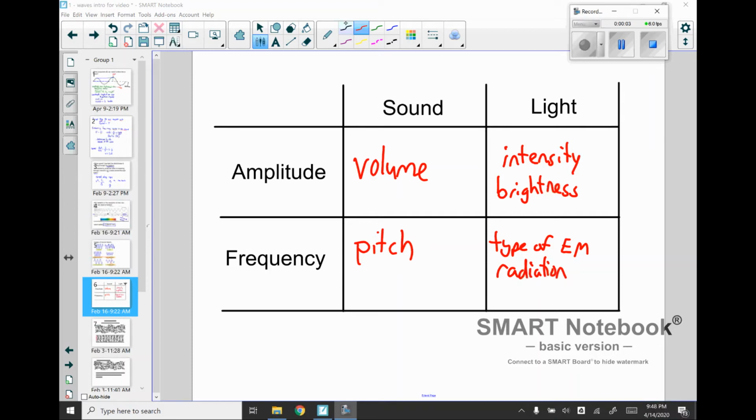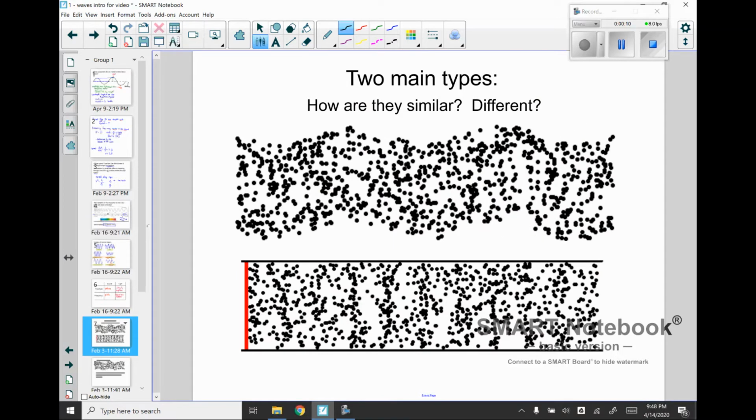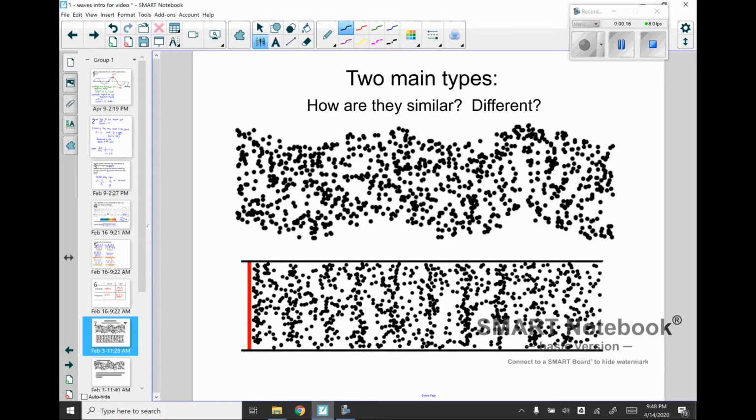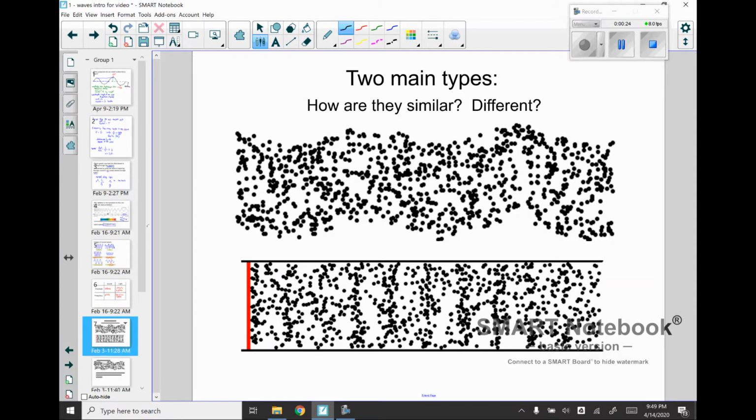So to wrap up today, we are going to look at the two major kinds of waves. So these first animations, I want you to take a second and pause the video to take a look at how these two main types of waves compare and contrast. Think about what's the same between the two and what's different between the two.